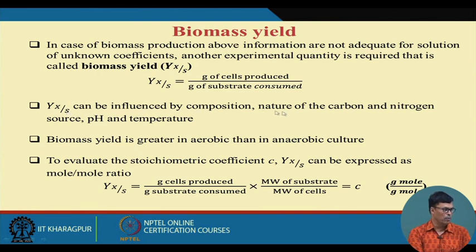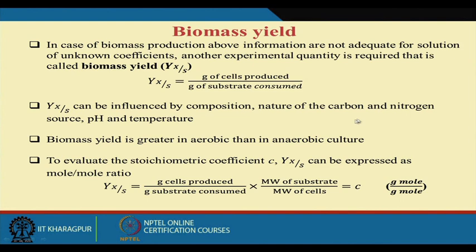Then we have that YX/S can be influenced by the composition, the nature of the carbon and nitrogen source, pH and temperature. As you know, I told you in the early classes that biological systems are very sensitive to the environment. As you change the environmental parameters, your composition, your cell mass yield, everything will change. It is very easy to see, because in our human system also, if we increase the temperature of this room to 40 degrees centigrade, we will be reluctant to work, because 40, 45 degrees centigrade is very high. Similarly, microorganisms are very sensitive to the environment. So if you keep the conditions good, then and only then will your yield be more.